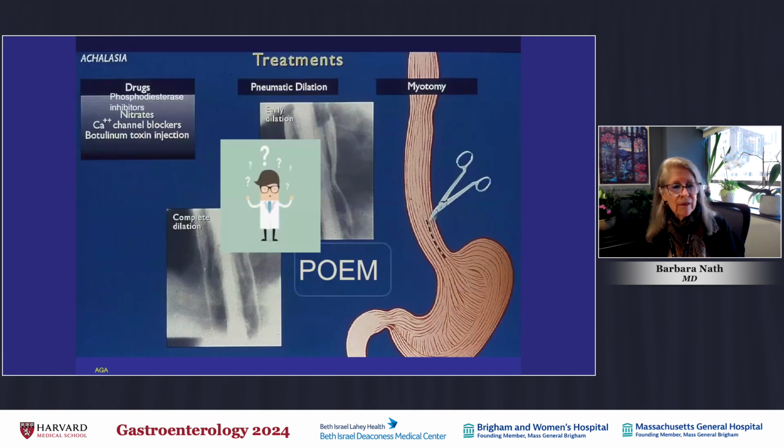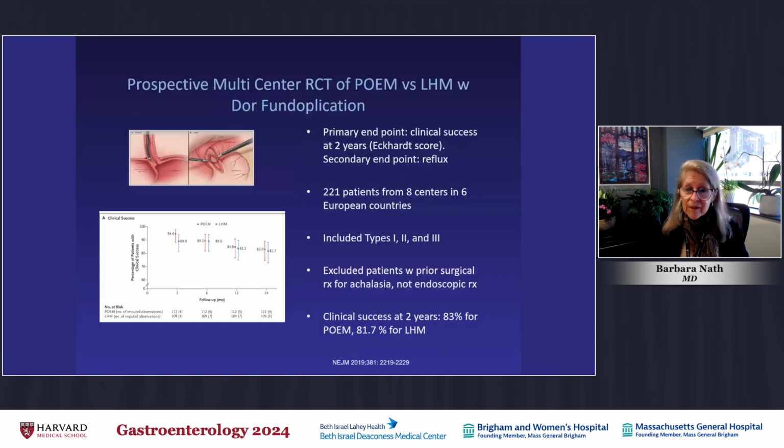So how does a clinician choose among the various options in treating achalasia? There are some things that can be helpful. There were 2 important randomized controlled trials that were published in 2019. This one from the New England Journal, an RCT prospective study of POEM versus Heller with a Dor fundoplication. The primary endpoint in all of these studies is clinical success defined by the Eckardt score. And the secondary endpoint, given the concern about reflux with the POEM, was reflux.